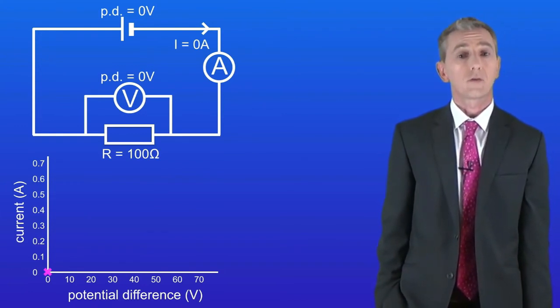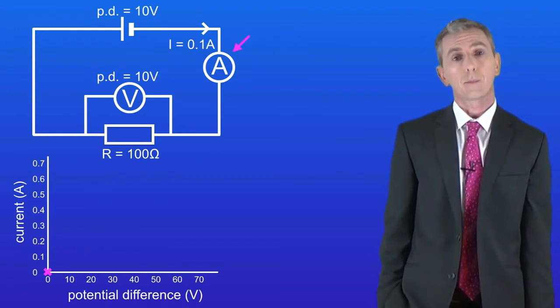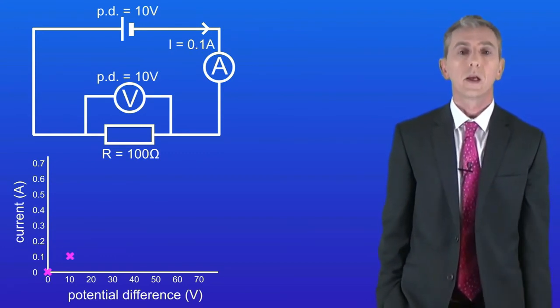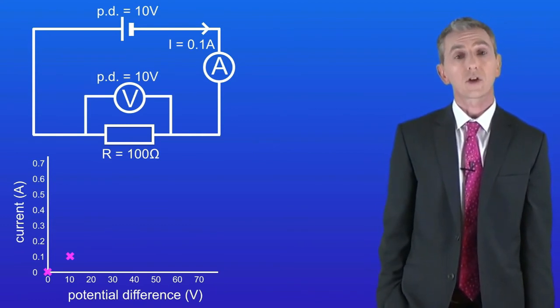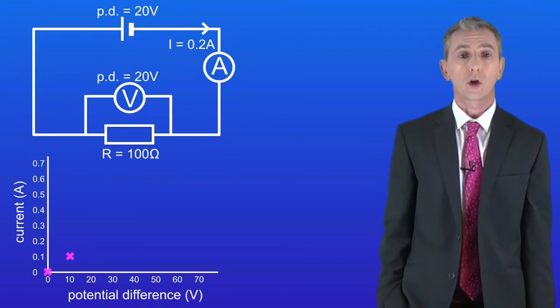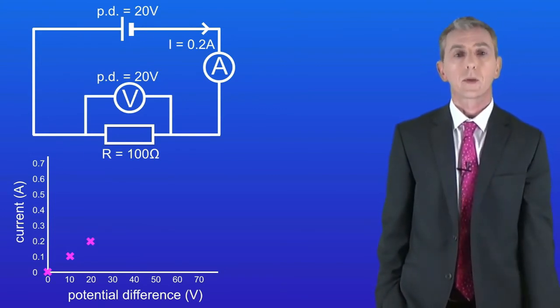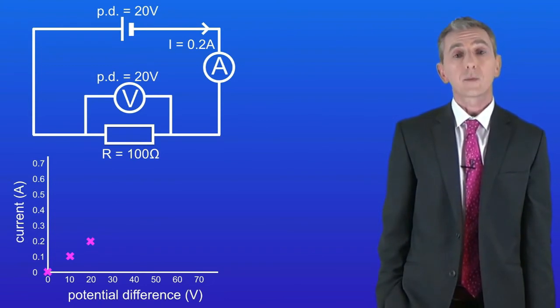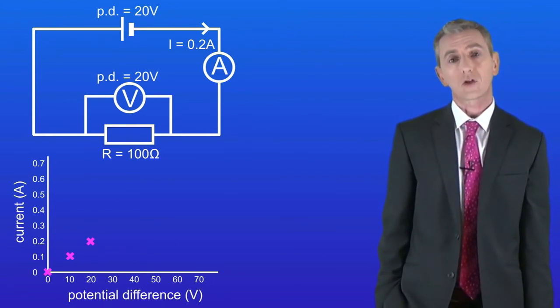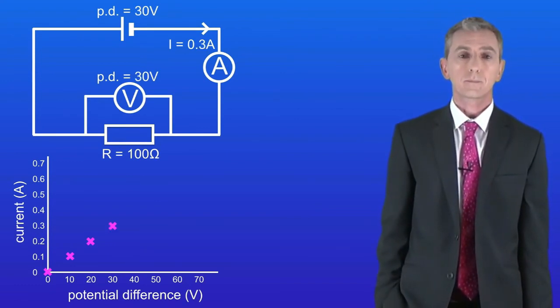Now we're going to increase the potential difference to 10 volts, and that gives us a current of 0.1 amperes. So let's put that point on our graph, and there it is. Right, let's increase the potential difference to 20 volts. Well, that gives us a value of 0.2 amperes for our current. So let's put that point on our graph, and there it is. Okay, now I'm going to increase the potential difference by 10 volts each time, and then measure the current and plot all those numbers on my graph.